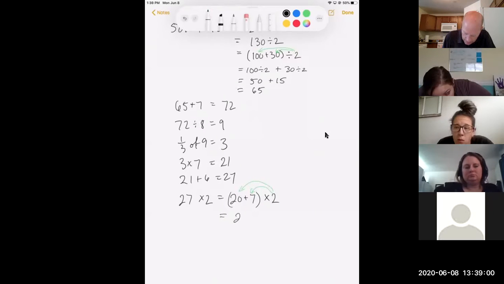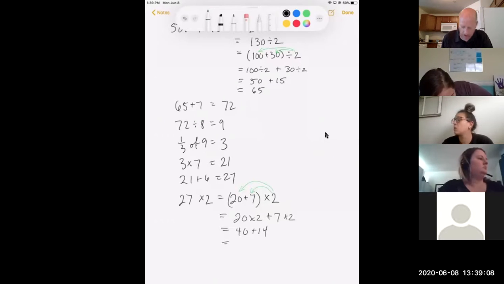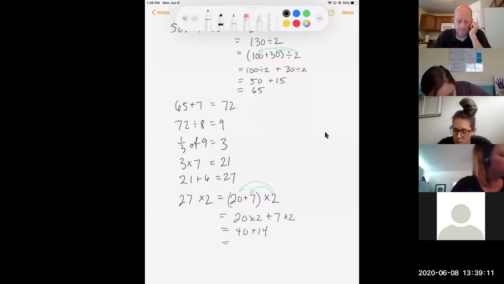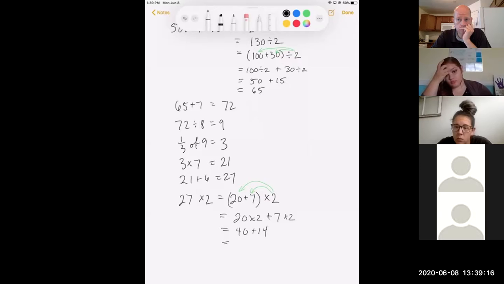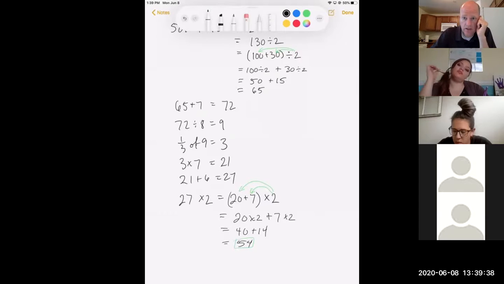So we have 20 times 2 plus 7 times 2. So in your mind, you're going to do the 40 plus the 14. How do you add 40 and 14? You could do the 4 plus the 1 and the 4 plus 0. Right, so the tens should be 54. Good. And that's our answer. Okay, so there's a couple of harder computations in there, but it doesn't look like it all was tricky. So there's our 30-second challenge.